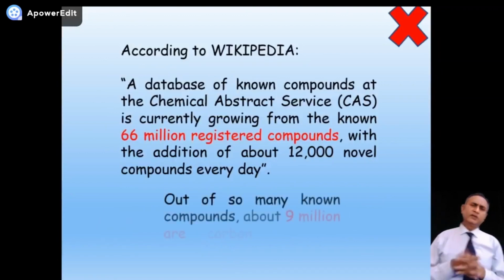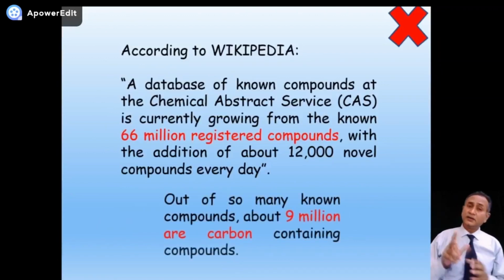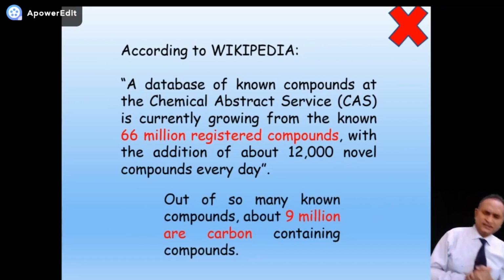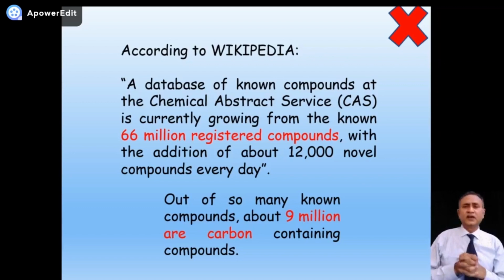According to Wikipedia, let me tell you one thing. Whenever you see a cross at the right top, it means this slide is just to provide extra info. No need to learn it. So according to CAS, Chemical Abstract Service, there are about 66 million compounds.